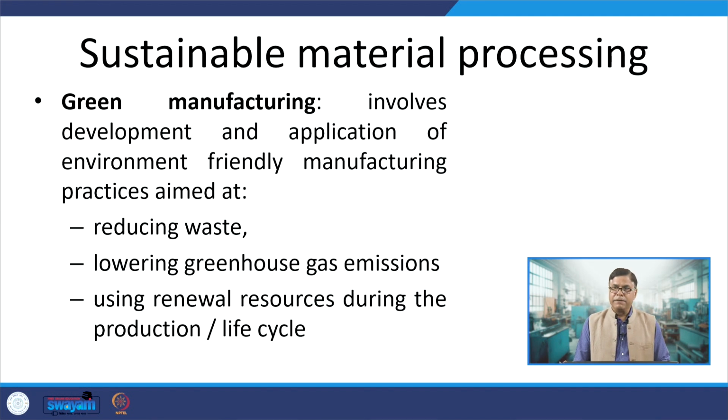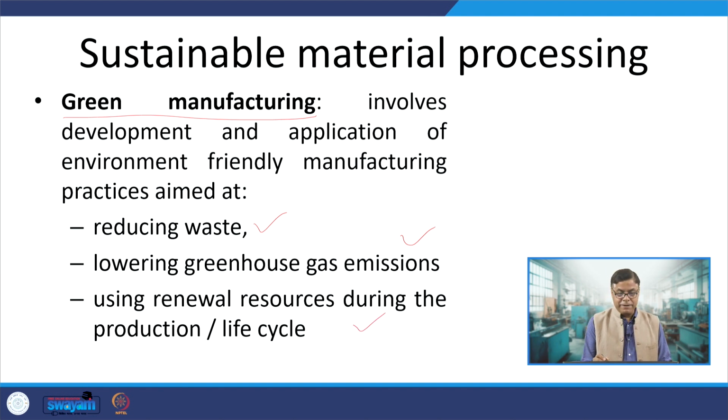Then sustainable manufacturing is another aspect as far as current trends in materials processing are concerned. Sustainable material processing, what does it involve? Green manufacturing, and green manufacturing involves the development and application of environment friendly practices aimed at reducing wastes, lowering greenhouse emissions and using renewable resources during production and the life cycle.